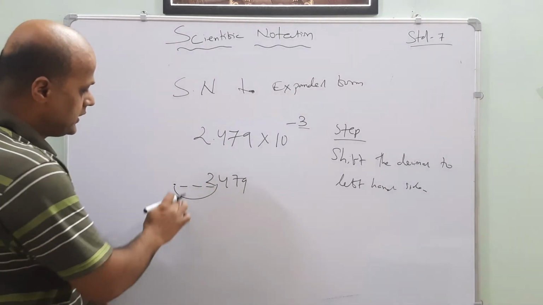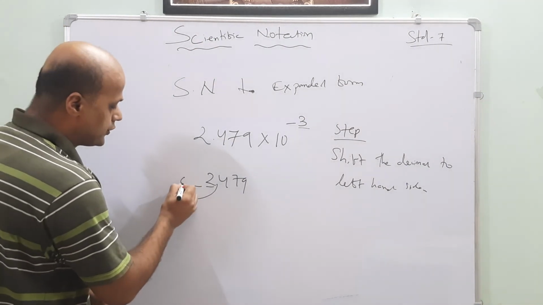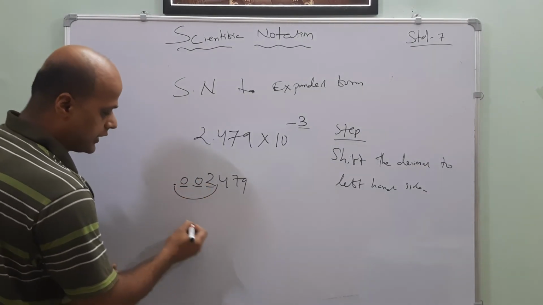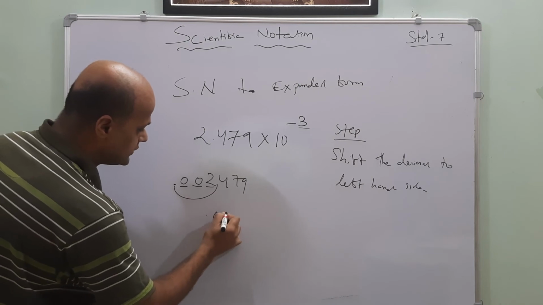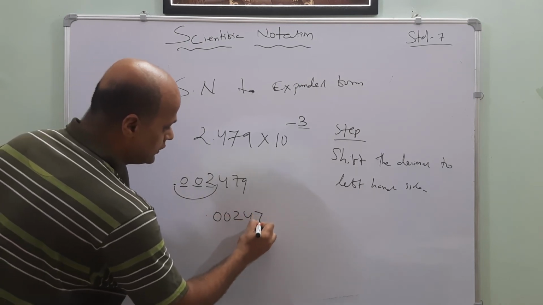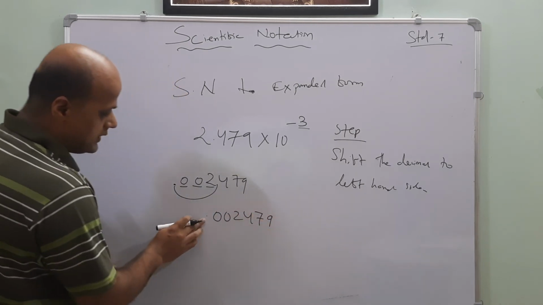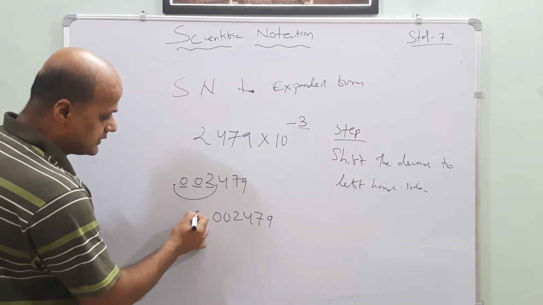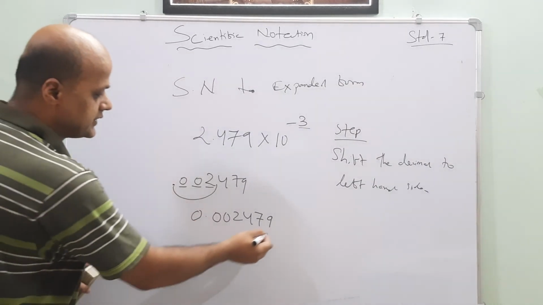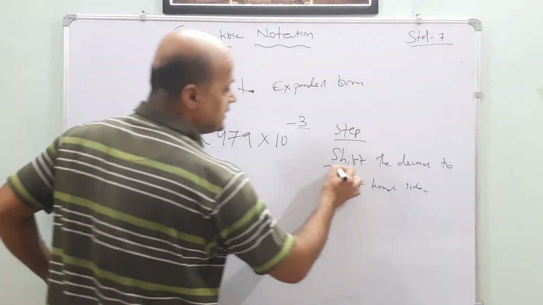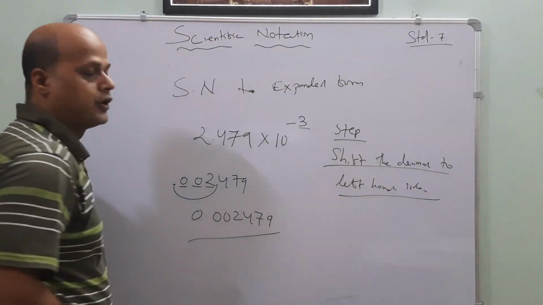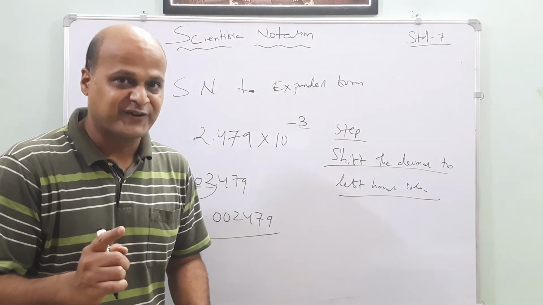But remember this one, here nothing is there, means you have to put 0, 0 here. So I write here 0.002479. Before the decimal nothing is there, means it is also 0. So this is the answer, and this is the rule you have to follow, my dear friends. How easy it is, my dear friends?